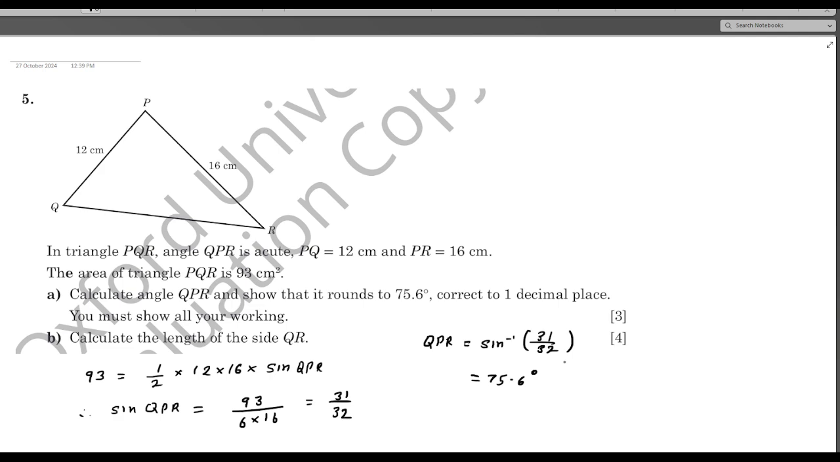Okay, done. Now B part, calculate the length of side QR. Now I have to find out the length of QR. As I got this angle which is 75.6, I will use cosine rule. Now the cosine rule is: QR is equal to square root of 12 square plus 16 square minus 2 times 12 times 16 times cos of angle 75.6.